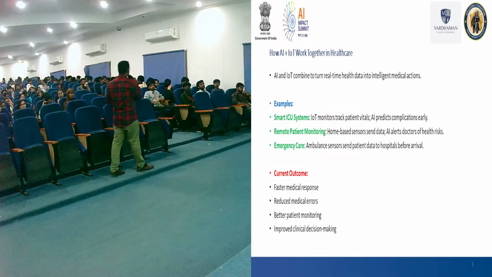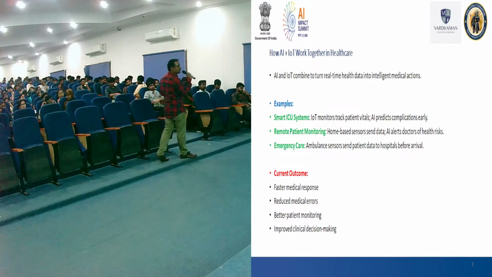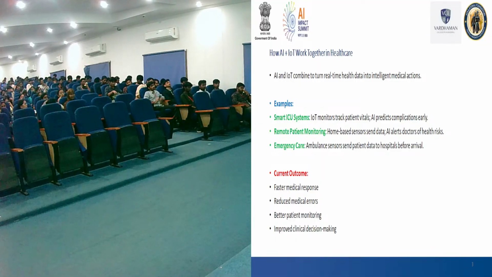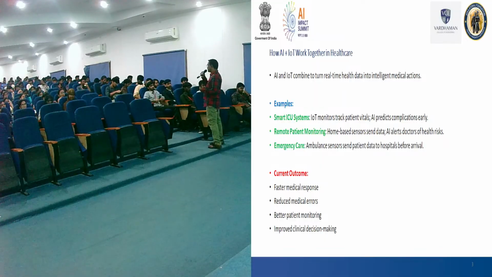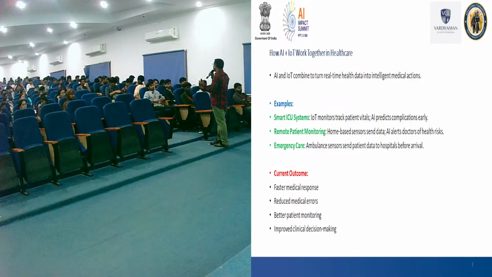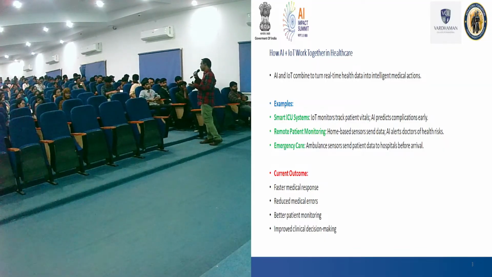They can easily analyze their family members. Emergency care: complex sensors send patient data to the hospital before arrival. For example, some accident happens. The ambulance, having all the devices, will be connected to the doctor or hospital. Automatically, the patient details will be sent before the patient reaches the hospital, to the hospitals or doctors.